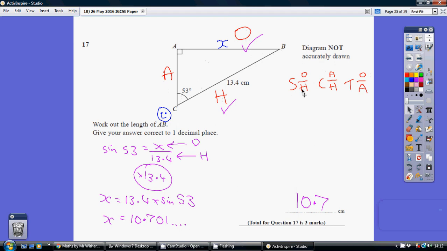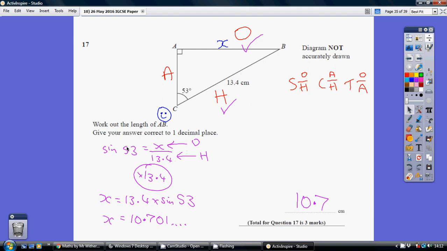So I've ticked O and H, so looking at my three ratios, that means it must be the sin one, because that's got the opposite over the hypotenuse. So I know I've got to be using sine on this occasion, so sine followed by the angle. It's always the angle after the chosen trigonometry ratio. So that equals, now you've got to get this the right way round, it's my opposite side divided by my hypotenuse. I'm going to call this length AB x, so it's x divided by 13.4. So it's my opposite side divided by my hypotenuse.